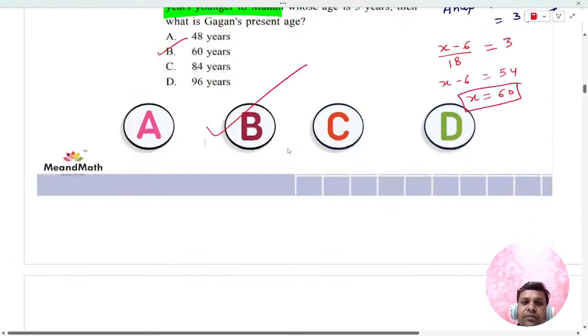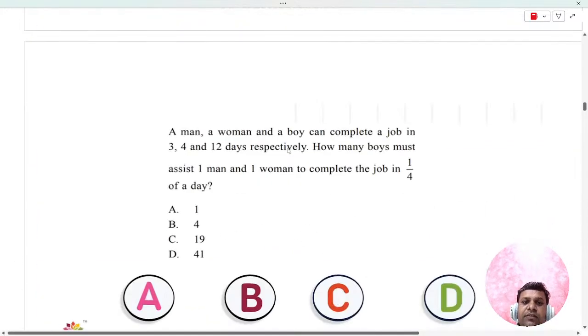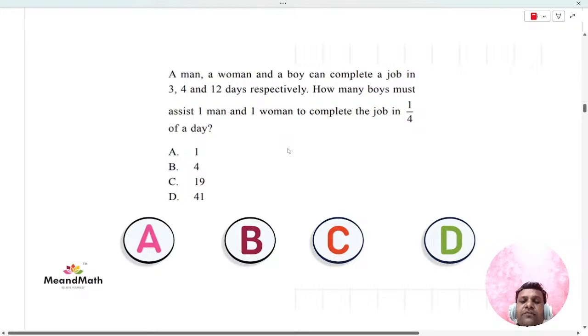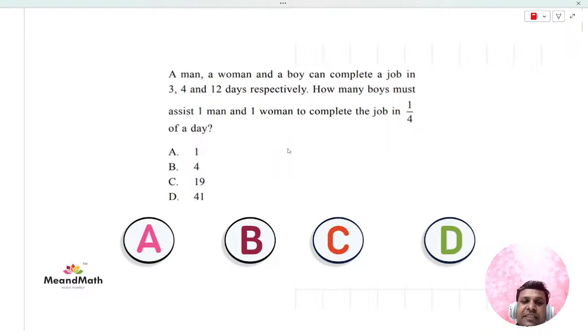Question number 3. This is the third question of the day. A man, a woman, and a boy can complete a job in 3, 4, and 12 days, respectively. How many boys must assist one man and one woman to complete the job in 1/4 of a day?